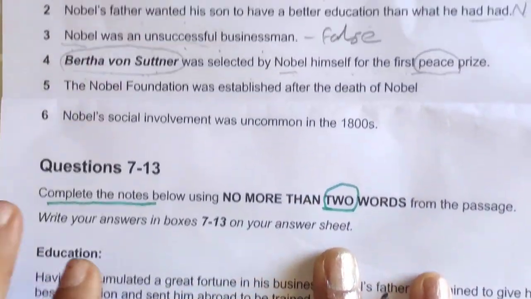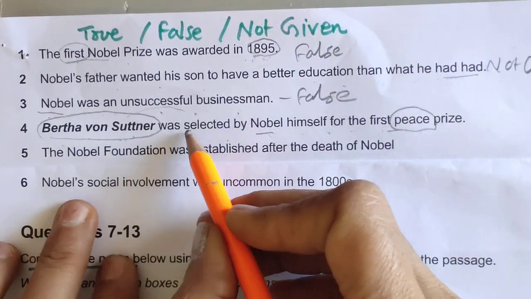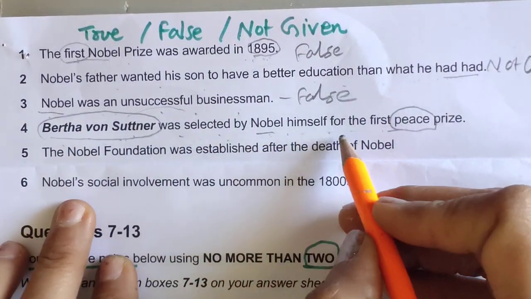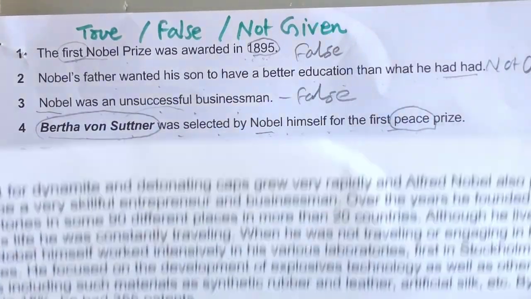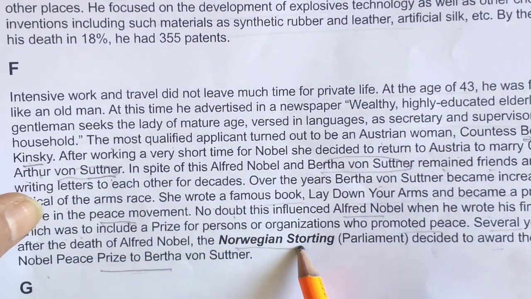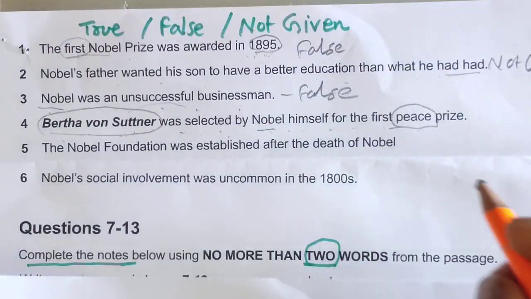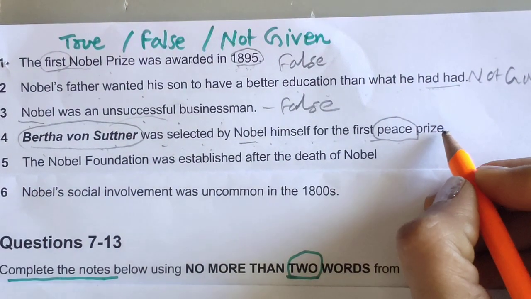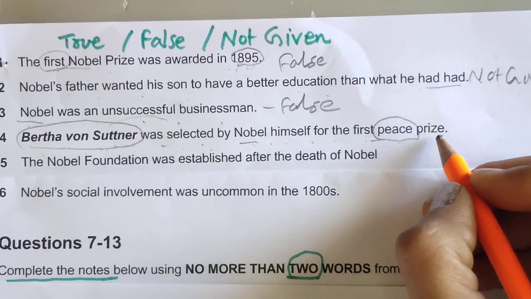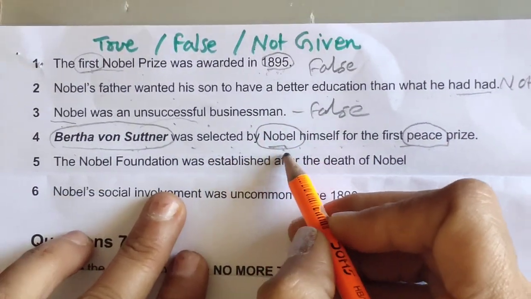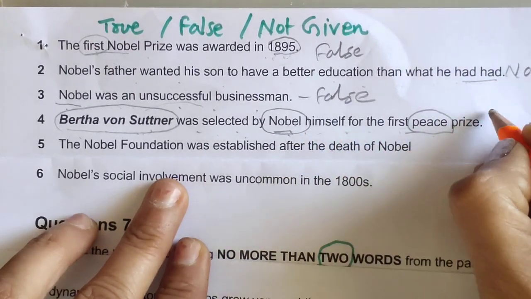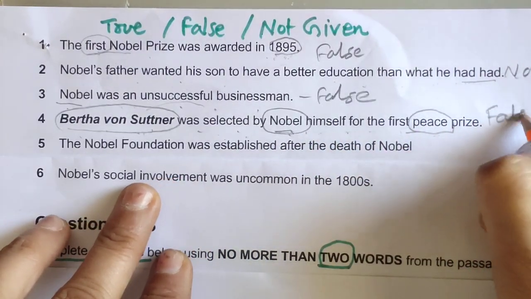Okay, but here it says he was selected by Nobel himself for the first peace prize. No, he did not select her. This person decided to award it. So it means false information is there, or not given. So yes, no, Alfred Nobel himself did not decide. So that is false. Okay.